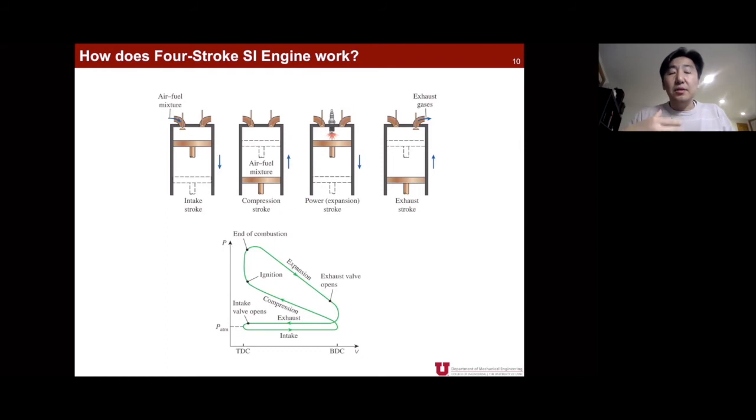Then the next stroke is the compression stroke. After the intake stroke, the intake valve is closed, and the exhaust valve is still closed. So now all valves are closed and there is no way the air and fuel mixture can get out. In that situation, the piston moves up to TDC. So during this stroke, your air and fuel mixture is compressed. Its pressure goes up, and at the same time, because of the ideal gas law, the temperature also goes up.